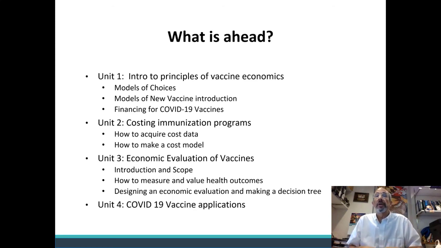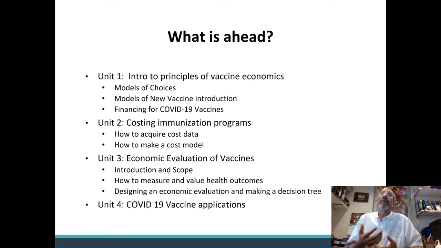In Unit 2, we will be going through, on the academic side, many methods of acquiring cost data and modeling cost data. And for those who are in the policy track, you'll be taught how to use data from a costing study and how to understand it and deploy it. Unit 3 builds on Unit 2. In Unit 3, we'll go through economic evaluation.